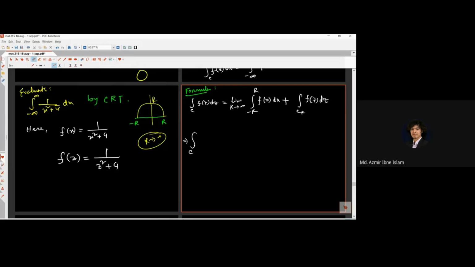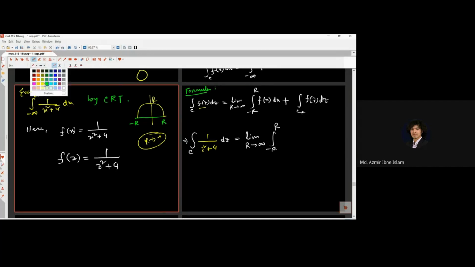We have a contour C, f of z is 1 over z squared plus 4, and we have dz equal to the limit as r tends to infinity, from negative r to positive r. So, it is actually this one, same meaning. Here we have f of x, 1 over x squared plus 4 dx.